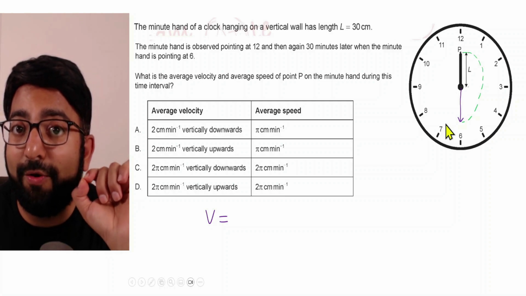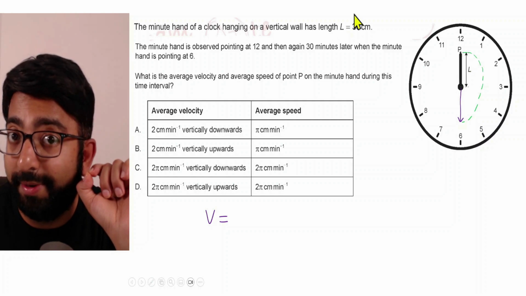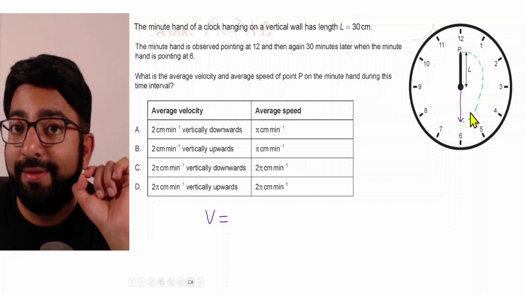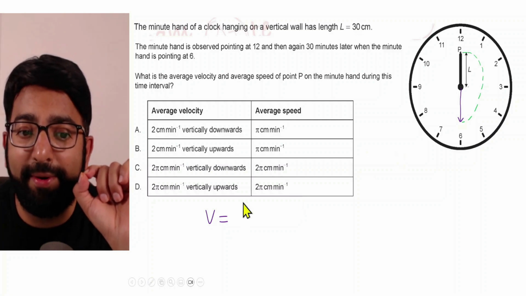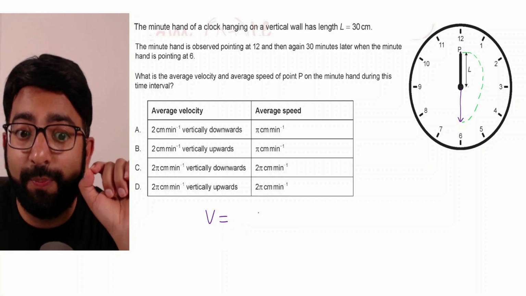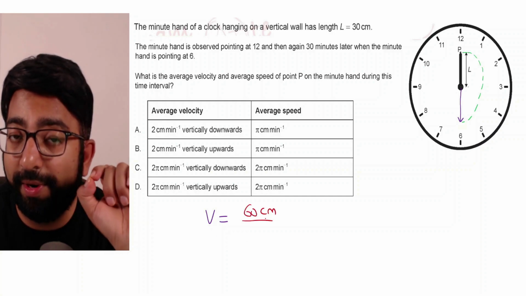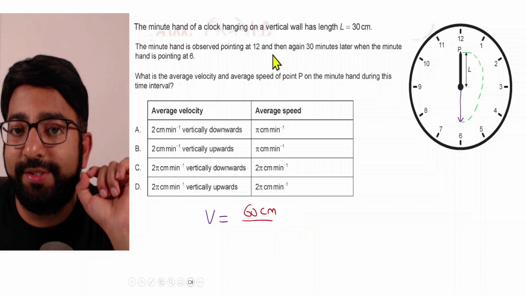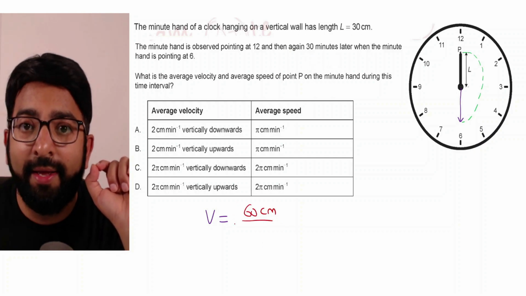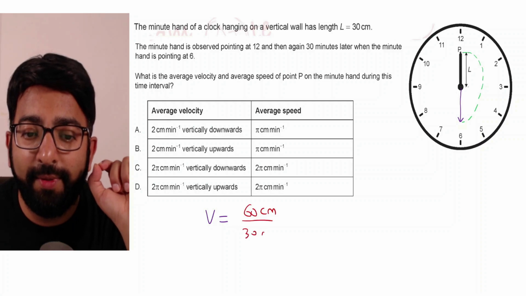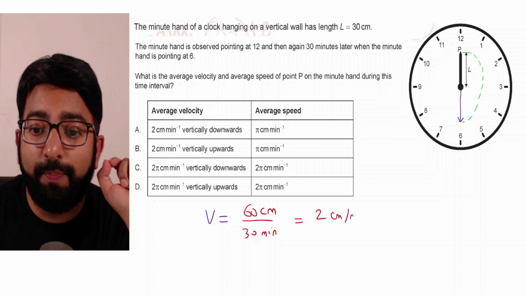And diameter, if we recall, is double the radius. Radius of the circular path is L, which was 30 centimeters. So if we double it, that will give us the diameter. So diameter will be 60 centimeters. So for velocity, we will write displacement in the numerator. So it will be 60 centimeters in the numerator. And the denominator is, of course, the time. Time is 30 minutes, as they have mentioned in the question. So let's write in the denominator 30 minutes. And if we simplify this, we will get 2 centimeters per minute.